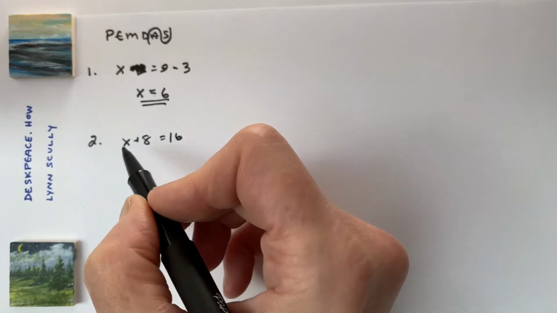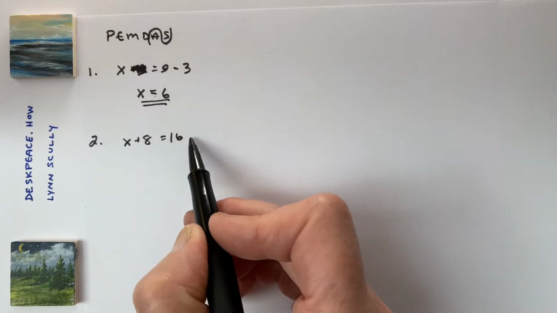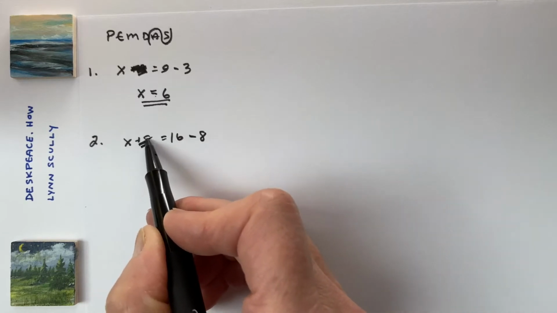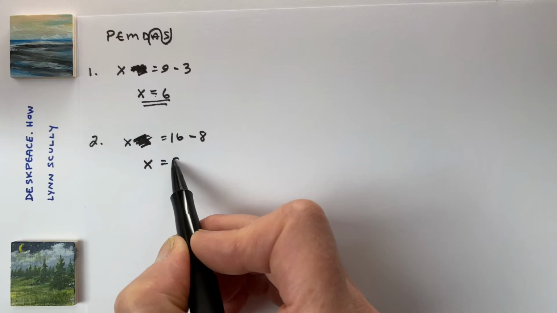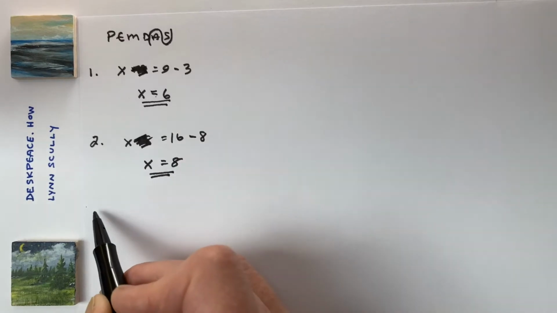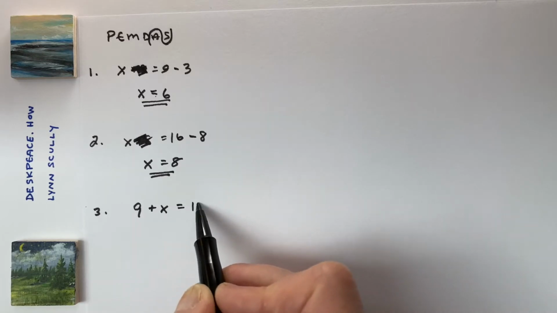My unknown is x. I want to get it alone. The 8 is attached by addition. Move it by subtraction to the other side of the equal sign. And now the x is alone. I get x equals 8. Number 3, 9 plus x equals 17.